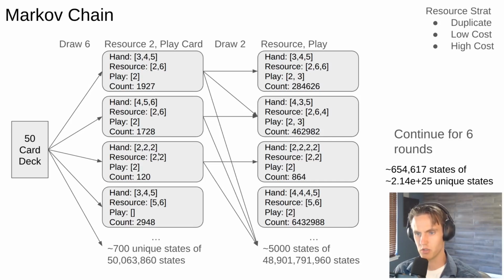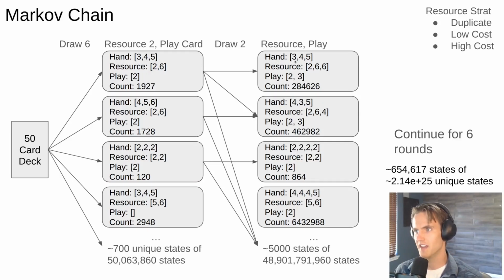Here's another state, 2, 2, 2, 2, 2, 2. It's going to happen sometimes that you only draw 2 cost. And I'm saying there's 120 of those, blah, blah, blah. So then we have all of these states. We clean them, we prune them, we merge them. Then we go off to a set of 6 rounds or 5 rounds, depending on how far I'm calculating, where you're going to draw 2 more cards, you're going to resource, and you're going to play.